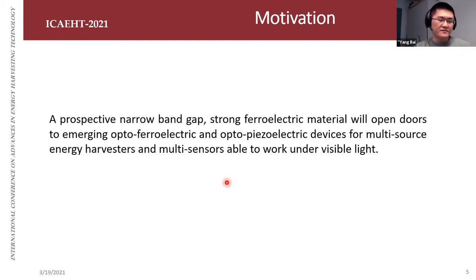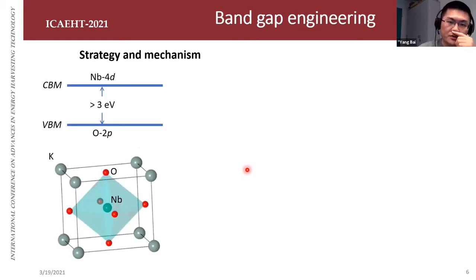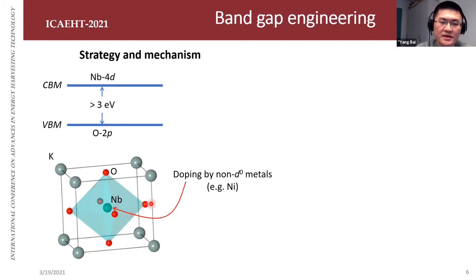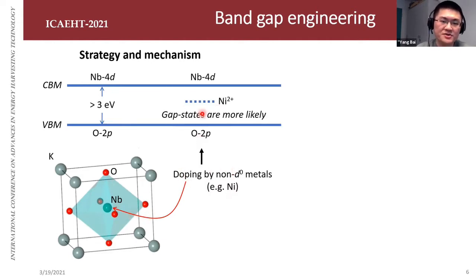So we can have a prospective narrow band gap, strong ferroelectric material that will give opportunity to some emerging opto-ferroelectric and opto-piezoelectric materials, that is, coupling between the light and external stimuli like forces or temperature change. We could do some band gap engineering in order to get a narrow band gap. If you can dope the B site with some non-d0 metals, for example, nickel. But if you only put nickel in, you get some gap states, which is not favored because they will be charge traps there.